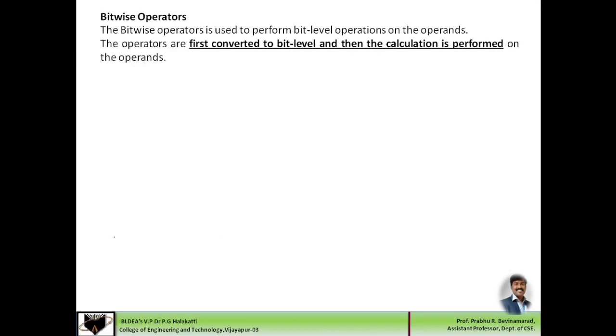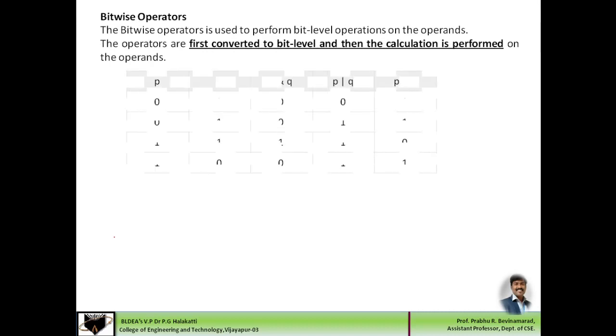And let us look at bitwise operators. The bitwise operators are applied on bits of the operands. Usually all the operations we have discussed so far will be performed on a whole number. But when we come to bitwise operators, these operators will be applied on individual bits of the operands. So before the operation is performed, the number is converted into binary bits and then the operation will be performed.